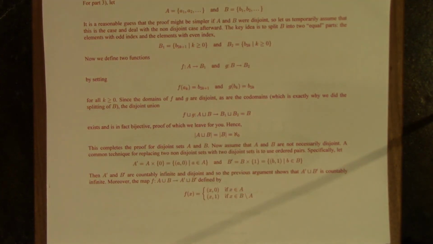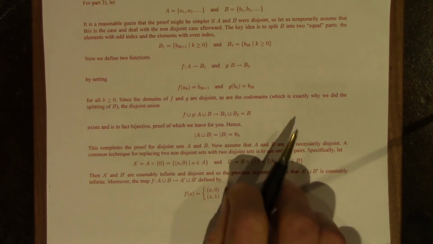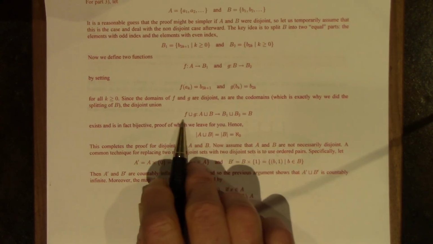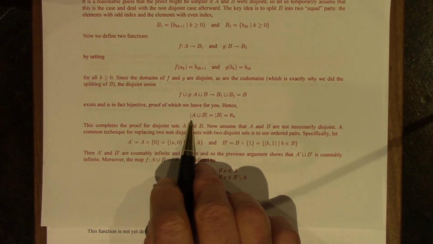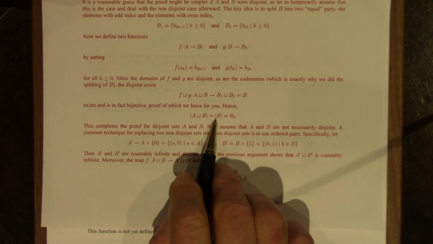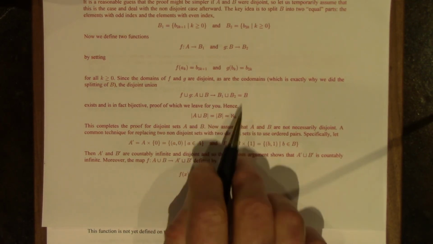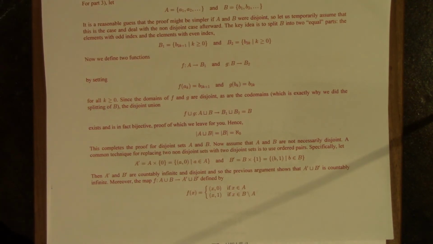F and G have nothing to do with each other. Their domains are disjoint, their images are disjoint. Okay. So this is in fact bijective. Therefore, the cardinality of A union B is the cardinality of B, which is aleph-nought. So A union B is countably infinite. And that concludes the proof under that additional assumption we made that A and B are disjoint.